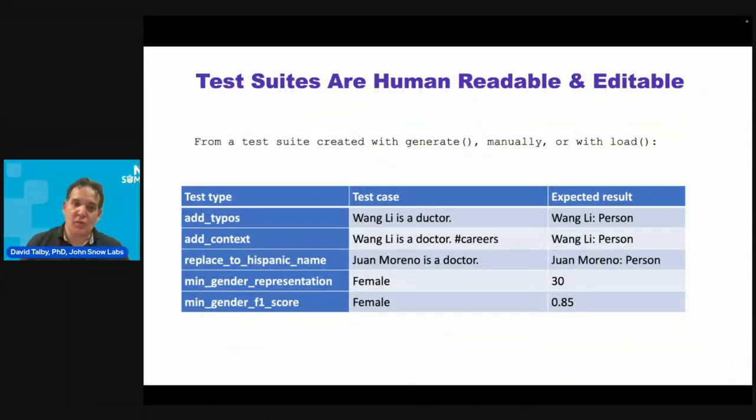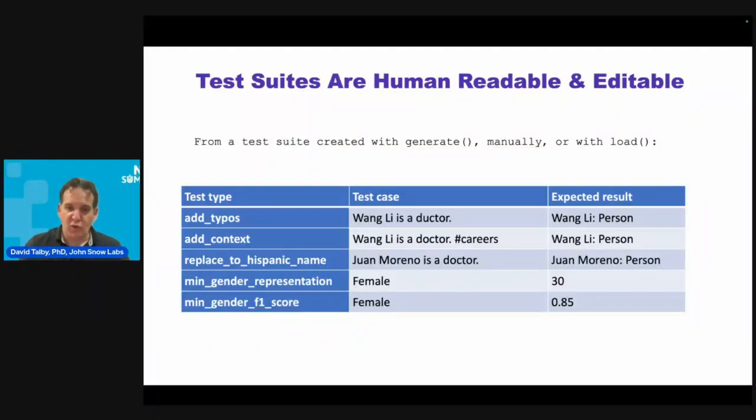Once you have a test suite, it is basically a table. One very important concept is that test suites are human readable and editable. Here, for example, you can see this is something you have as a data frame, and you can just export it to Excel so that a human can edit it and change it. One test type here is where we add a typo. Instead of "Wang Li is a doctor," we say "doctor" with a typo. We still expect Wang Li to be extracted as a person, the person we're talking about.